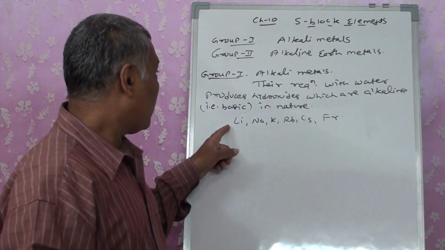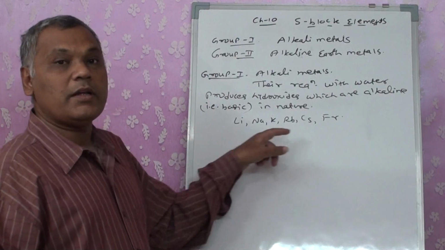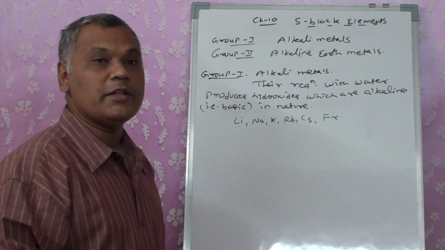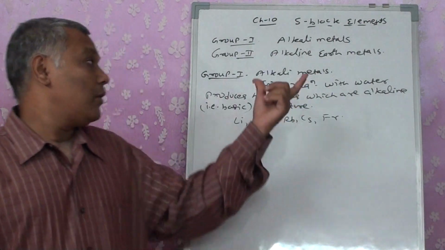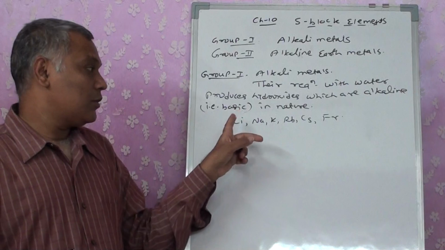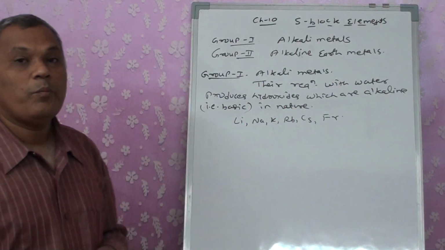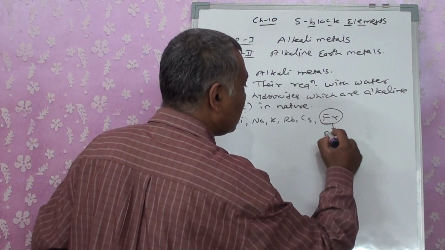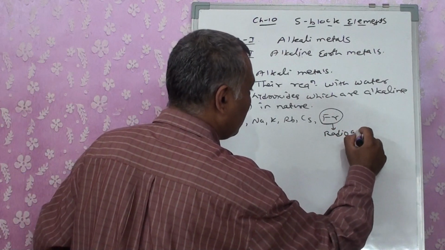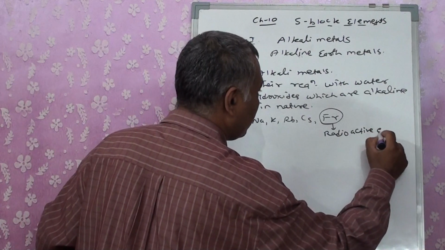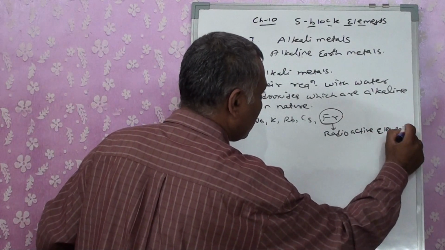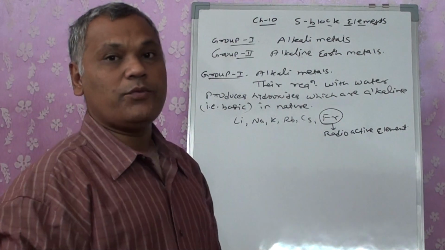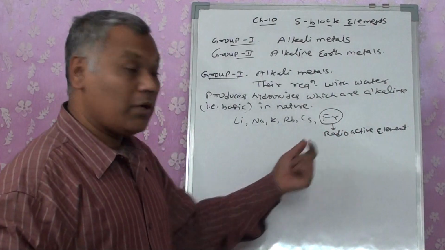So in group 1, we are taking only metals. The second reason hydrogen is not included is that hydrogen is a non-metal, and we wrote alkali metals. Out of these, francium is a radioactive element. It's radioactive and highly reactive. It decomposes itself very easily.